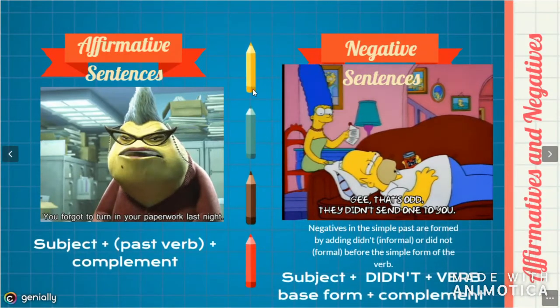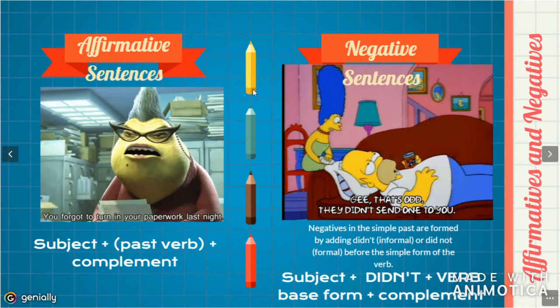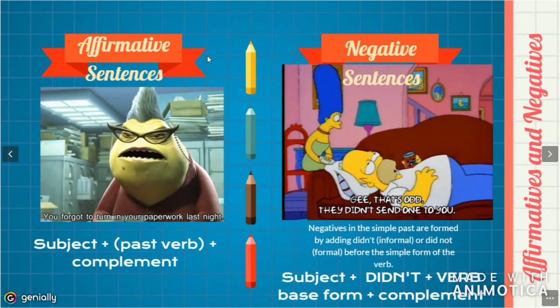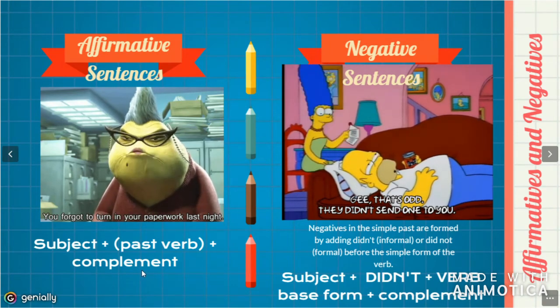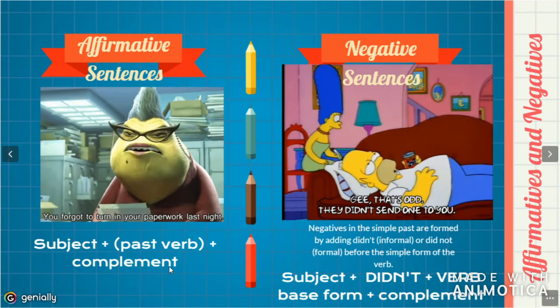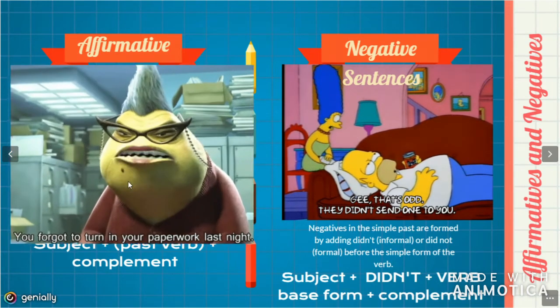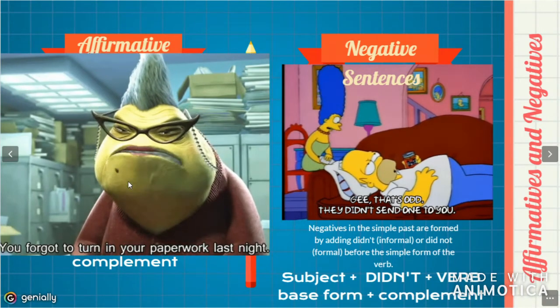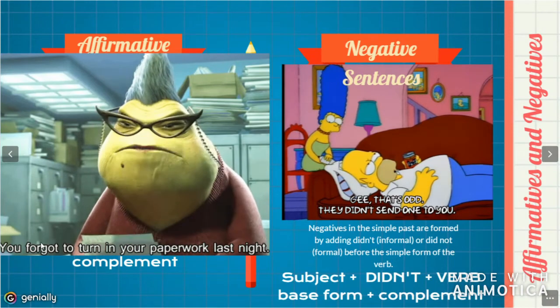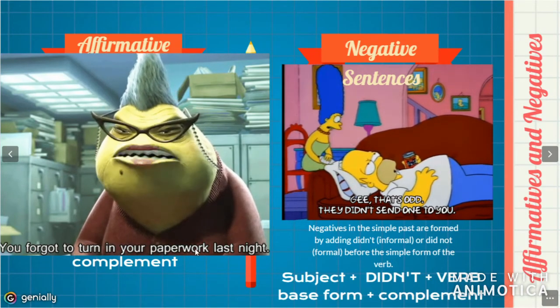Pasamos entonces a affirmative and negative sentences, oraciones afirmativas y negativas. In the affirmative form, here, we have the structure which is subject, past verb, o el verbo conjugado, and the complement. Subject, past verb, and complement. Por ejemplo, you forgot to turn in your paperwork last night. Tenemos entonces sujeto, you, verbo conjugado en el pasado, forgot, y el complemento acá, ¿cierto?